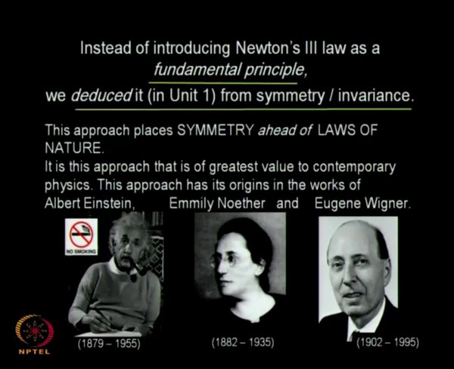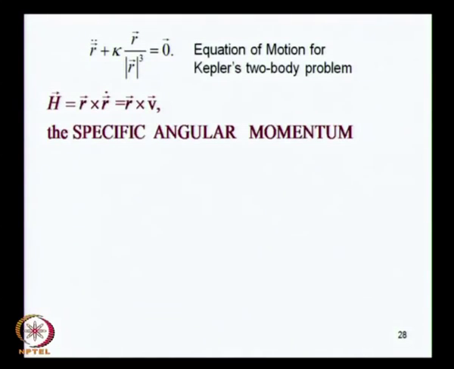This approach places symmetry ahead of the laws of nature, and the thinking began with Einstein, and this is contained in a very famous theorem known as the Noether Theorem, and we owe it to Eugene Wigner, who very lucidly illustrated these ideas using group theoretical methods, but those are obviously beyond the scope of this course. So, now let us play with the equation of motion a little bit further, because we have already discovered some very nice features out of it.